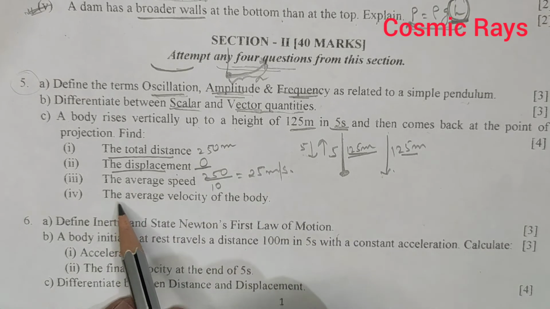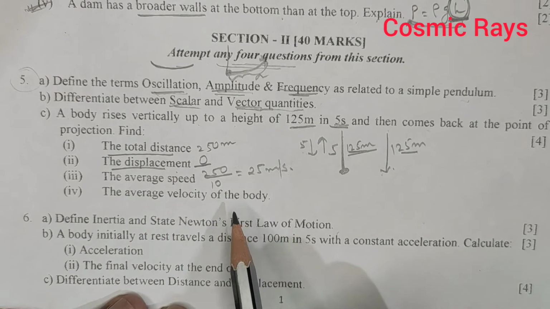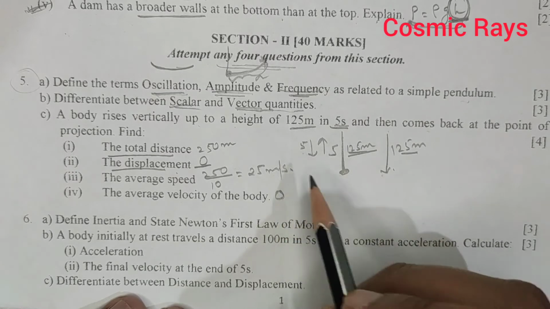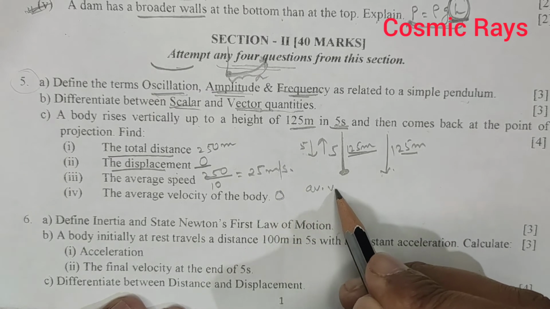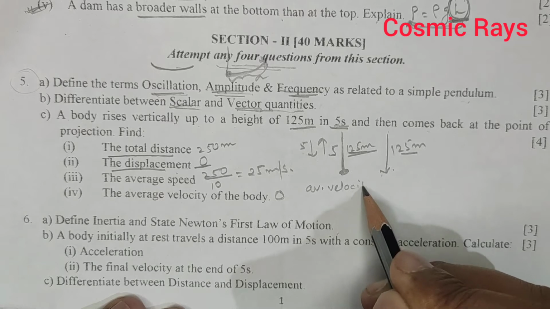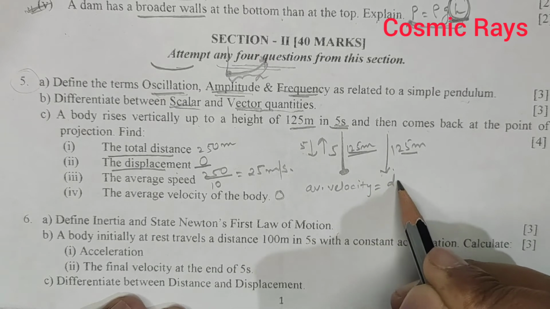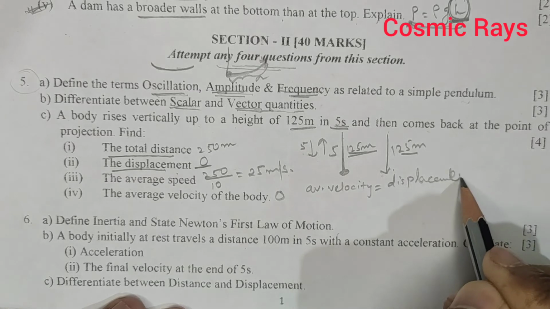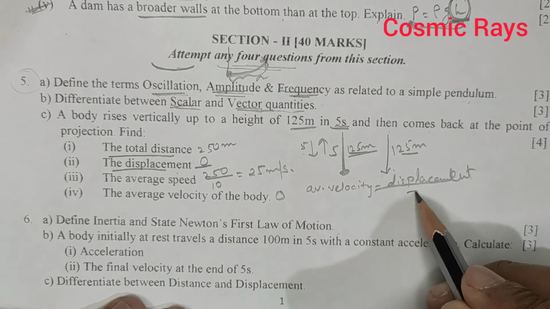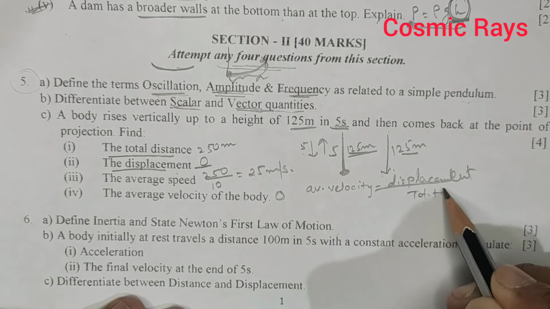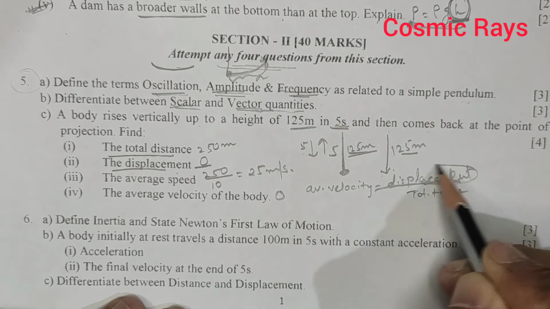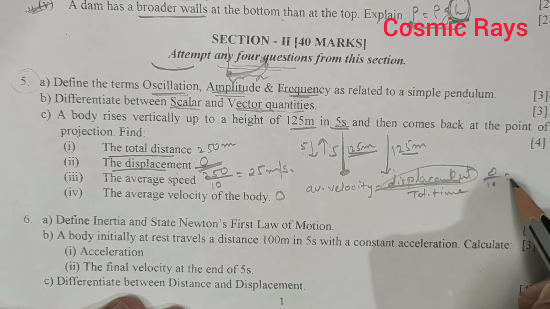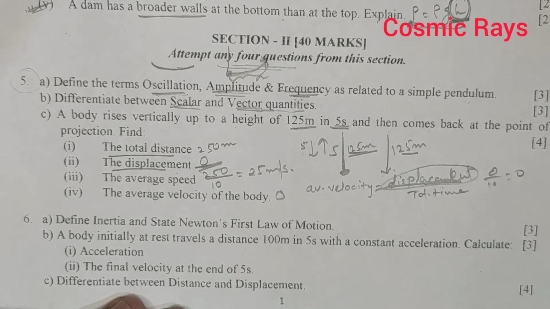Then the average velocity of the body. Now average velocity is going to be 0 again, because the formula for average velocity is displacement, or total displacement, upon total time. So total displacement is 0. So 0 upon 10 will give you 0 only.